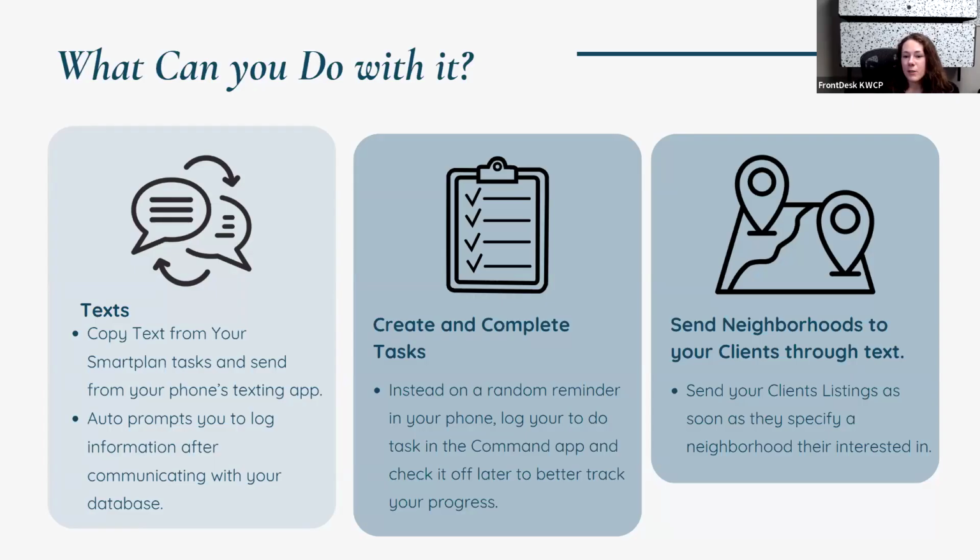And then one thing that's pretty cool is you can send neighborhoods to your clients through text, which is really nice. And we'll walk through how to do that. I've sent a few to myself just to see how it works, and it's super user friendly and very easy. And it looks pretty cool because everybody's shopping on their phone now. Might as well shop for your home on your phone. So those are the six things we're going to go through and how to do from the app.